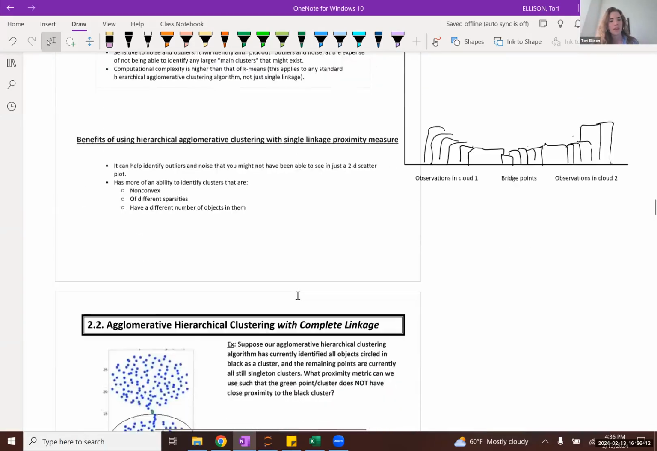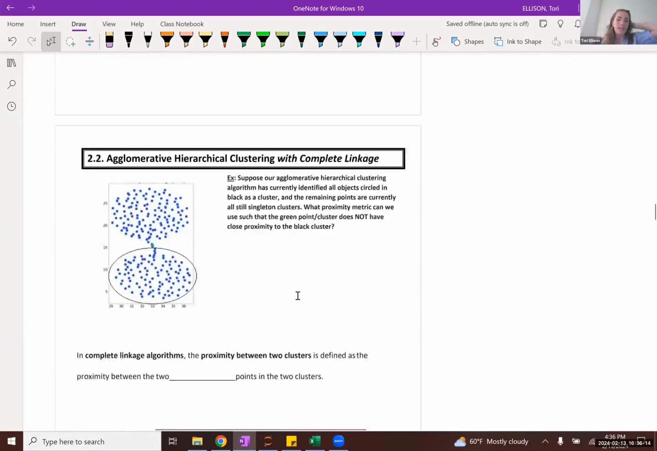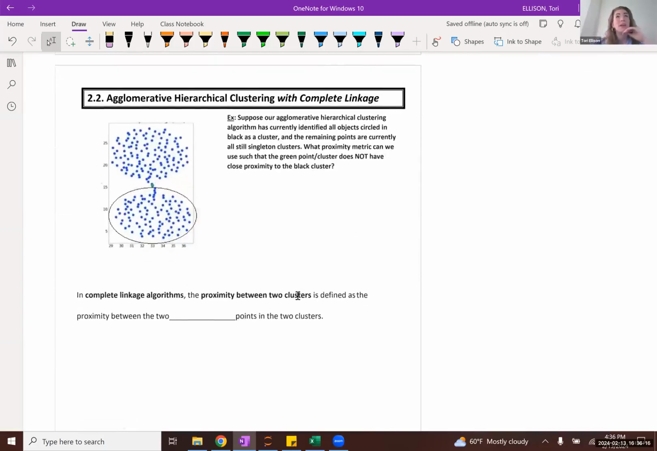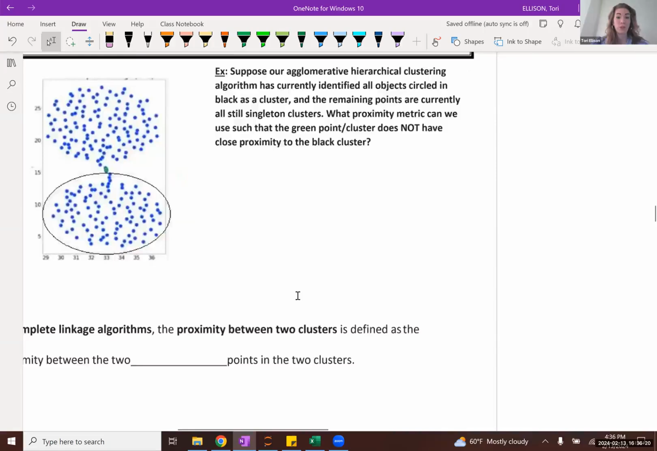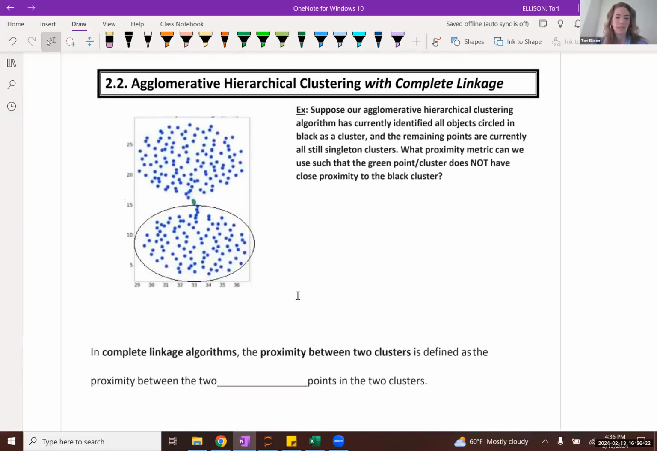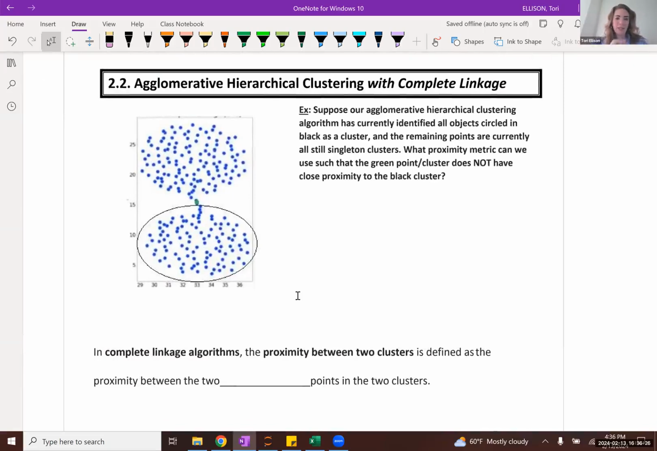All right, so let's think about another potential linkage function that we could use to measure the distance between two clusters in a given data set. We already identified that single linkage is going to give us a problem. It's going to yield some issues when it comes to identifying these two main clusters here.